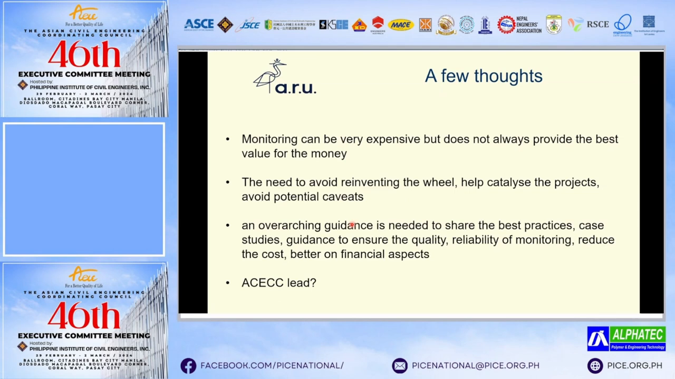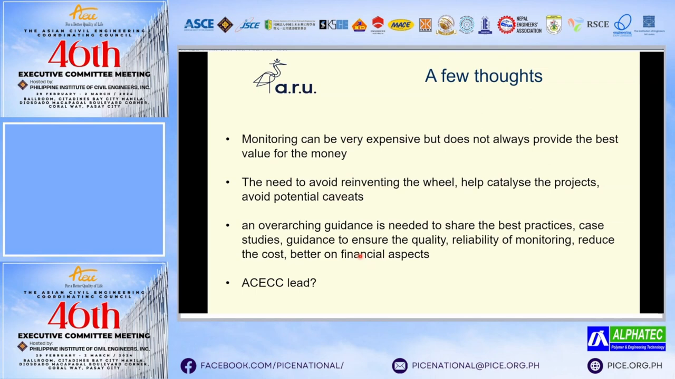From my understanding, every project is funded by a different sponsor, so they may have different approaches to having the monitoring scheme planned and financed. And it's very important not to reinvent the wheel. So if we have overarching guidance, then we can catalyze the project, avoid any potential caveats, and save money, but also have quality and reliability at low cost, and bring out better value for the money being spent.